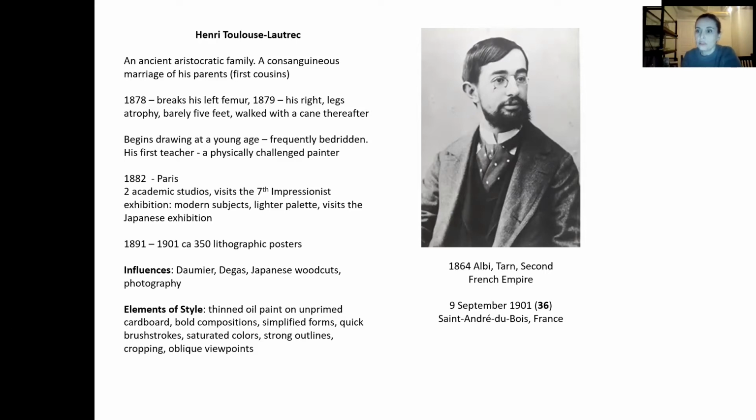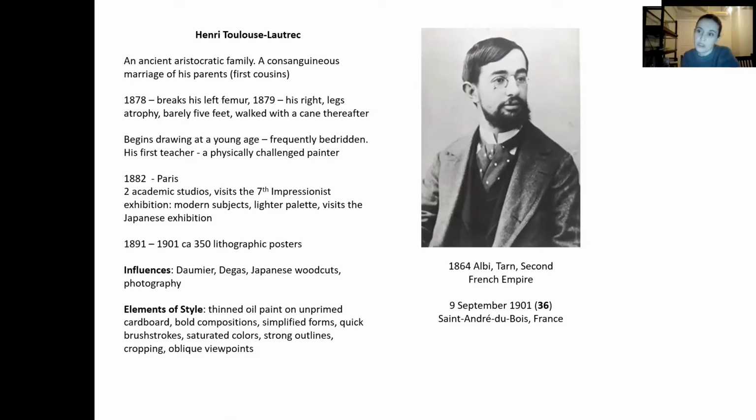So Henri decides to model himself after his first teacher. He comes to Paris in 1882. He studies at 2 studios there of the academic painters, and he paints these very muddy, sort of brownish paintings until he goes to the Impressionist exhibition. It's the 7th Impressionist exhibition. And after that visit, his style completely changes.